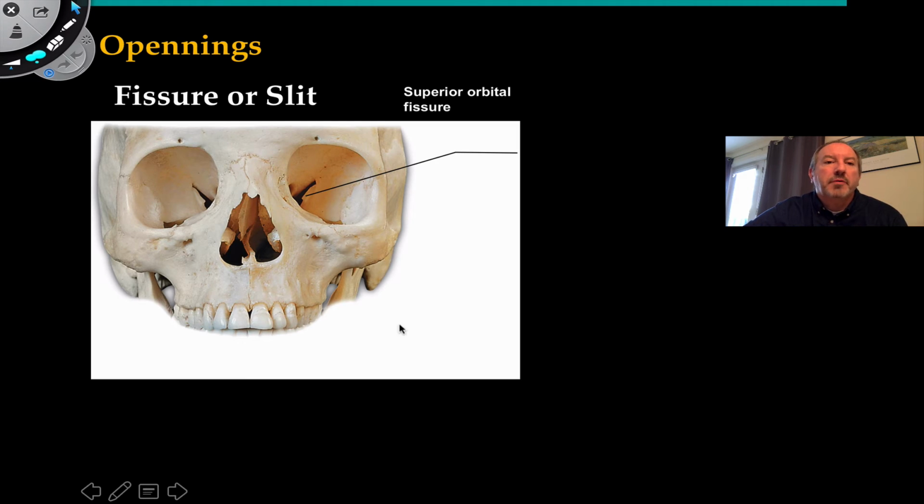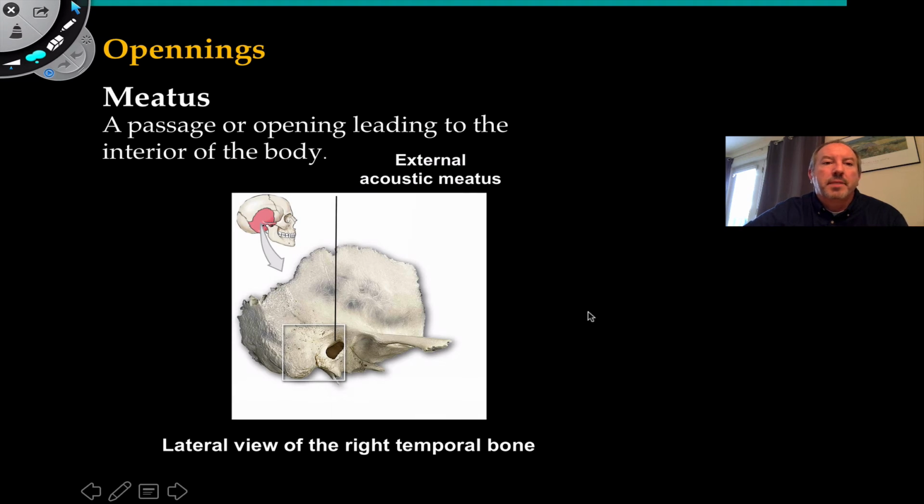Okay. Now, there's these fissures. If you could see in the back of the orbital here, a fissure or a slit right here, this furrow right in this area right here is a superior orbital fissure. That's another example of an opening or a fissure. Okay. Meatus. Meatus is also an opening or a hole, if you will. It's leading to the interior part of the body, meatus.